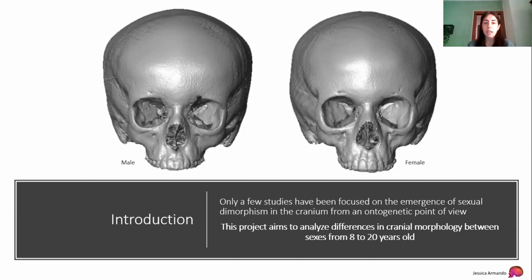But only a few studies have focused on the emergence of sexual dimorphism in the human cranium from an ontogenetic perspective. So our project aimed to analyze the differences in cranial morphology between sexes, males and females, from 8 to 20 years old.